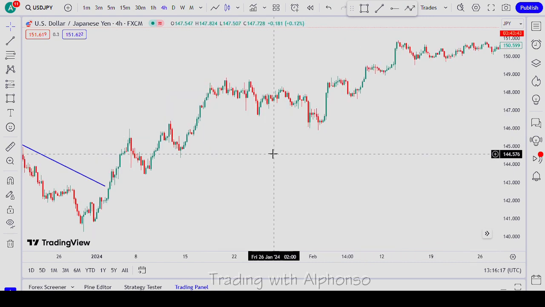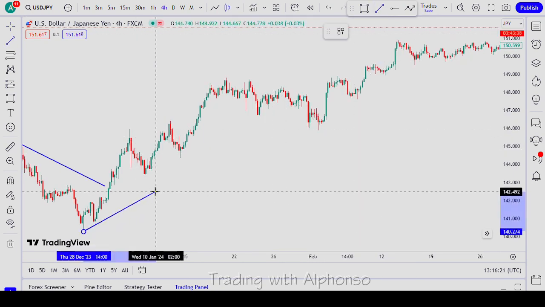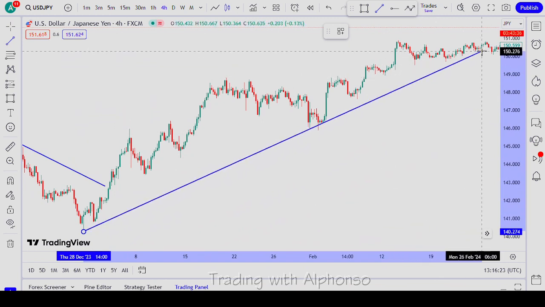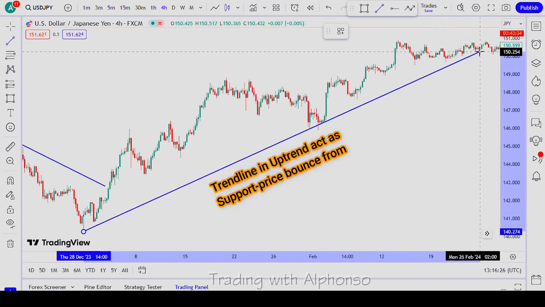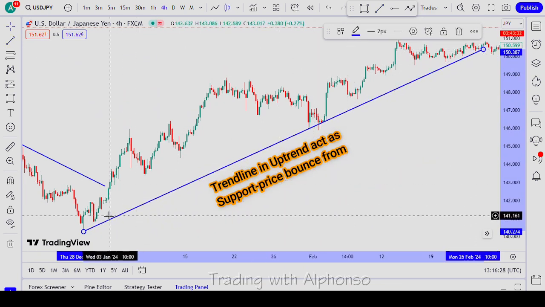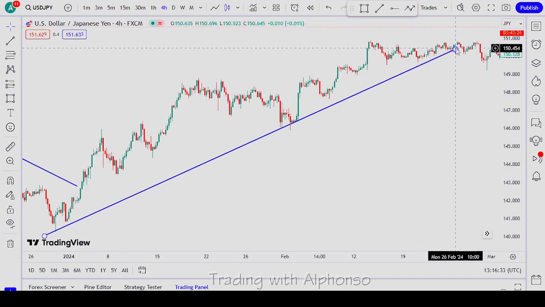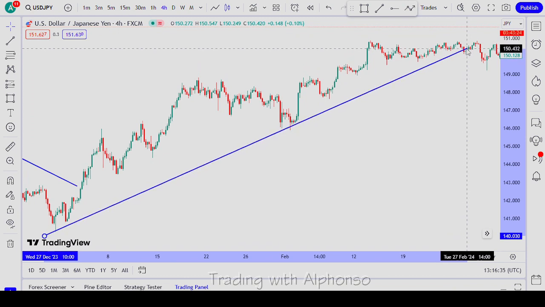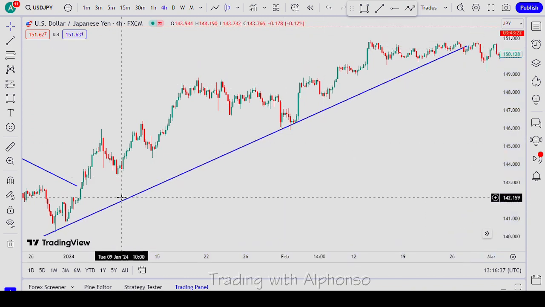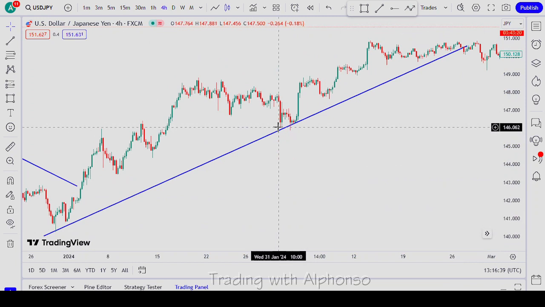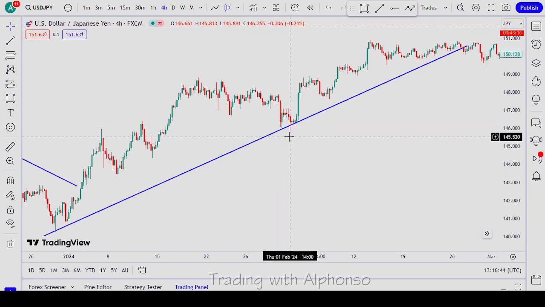If I use my drawing tool right here, the trend line from down here coming up here, even if it touches the wick, it is still valid. The wicks, the tails, if it touches the tail of the candle, still valid. At least 3 touches or 2 touches for the trend line to be valid. So right here we have 1 touch down here, then 2, the 3rd touch at this point right here. So 3 touches. So the trend line is valid.